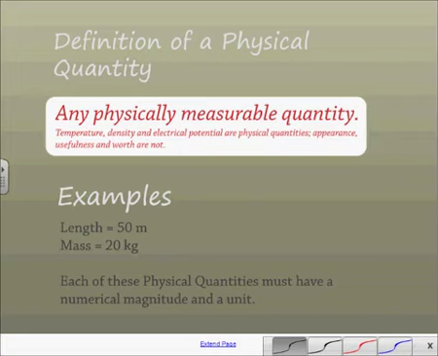But things that are pretty hard to quantify cannot be a physical quantity. So we've got some examples there. Length being 50 meters and mass 20 kgs, two things that can be measured. Now they must always have a magnitude and unit. Mind you, you might find that some that we come across essentially turn into ratios, so they don't have a unit.